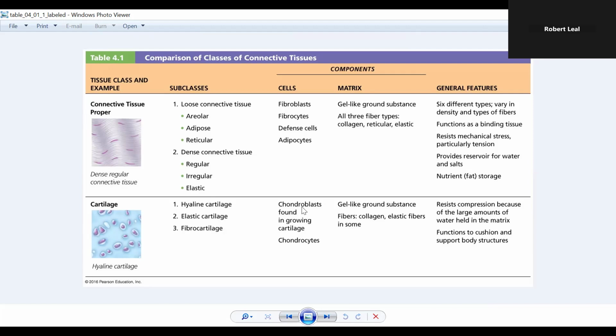The cells that make up cartilage, in general, they're called chondroblasts. When they get trapped within the matrix, in other words, within the cartilage, they're now mature. You refer to them as chondrocytes.